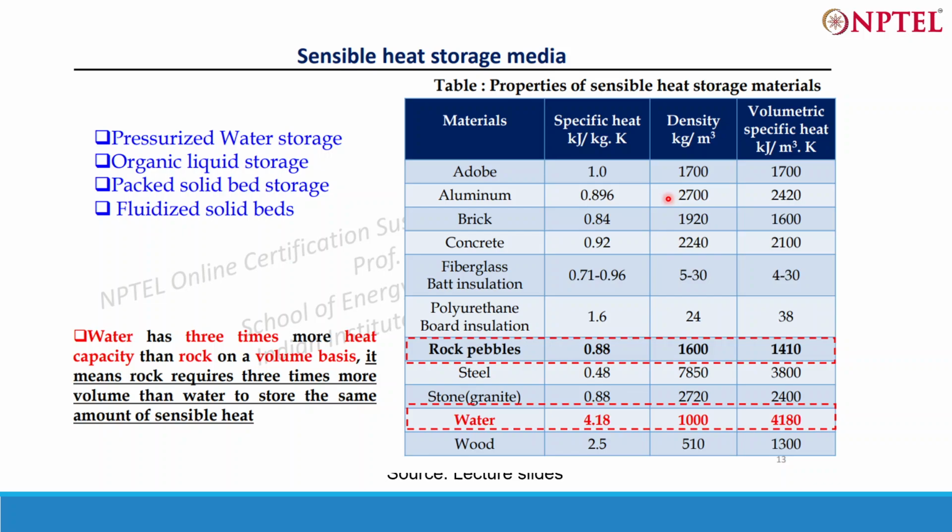If you compare all those different materials, like aluminum and brick, in which heat can be stored, the highest rho Cp value is for water, and water is available very freely and is very economic to use. So heat can be stored in water itself. Water has 3 times more heat capacity than rock on a volume basis. It means rock requires 3 times more volume than water to store the same amount of sensible heat. So why do we go for a higher volume? Storage should be a compact size.